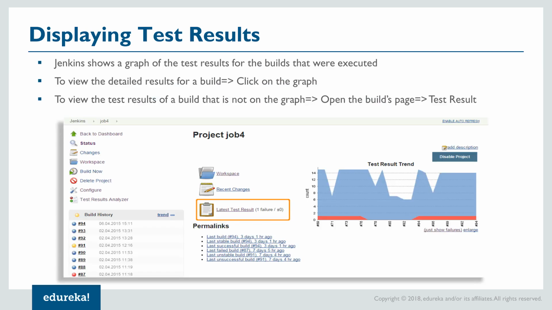So Jenkins will show a graph of the test results for the builds that were executed. You can go to the detailed test results and just click on the graph to get more information. For each of the builds, you will have the details and you can go and check it out. So for each job, you will have multiple builds, and for each build, you will have the test results shown. So you will have specific test results for each build. And all of these combined will be inside a project.